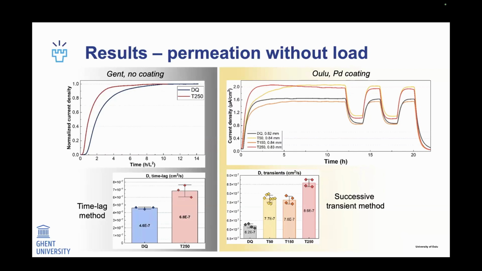Same result we obtained also in Oulu with slightly different technique. So first we have direct quenched steel, which has the slowest diffusion. After that, we have increase for 50 tempered, 150 tempered, and then the biggest increase for the 250 tempered. So we have two slightly different techniques, but we get the same trend in both cases. And this was expected because with the tempering, we do reduce the trapping sites because carbon will occupy some of the dislocations.